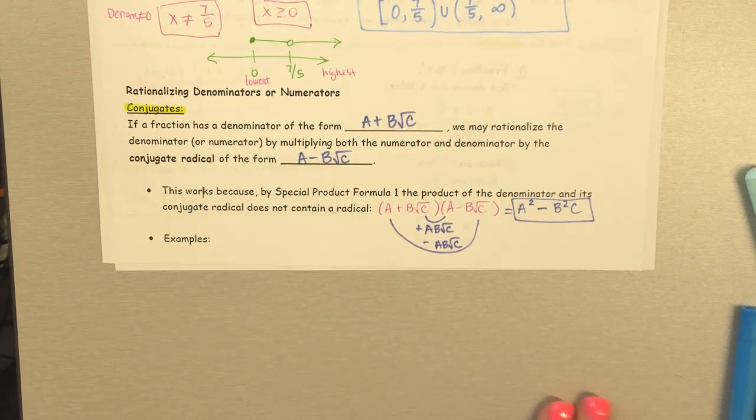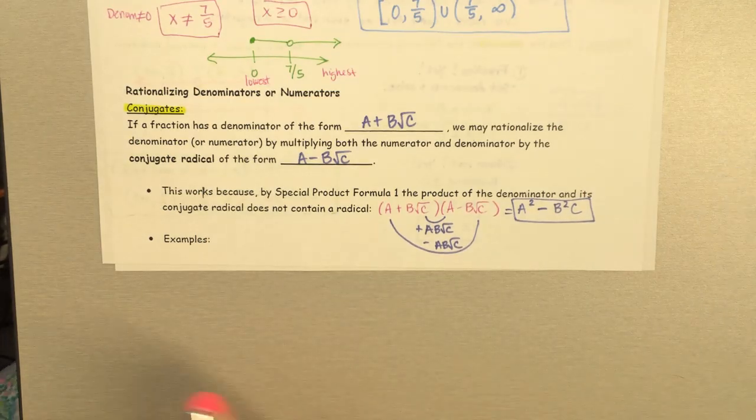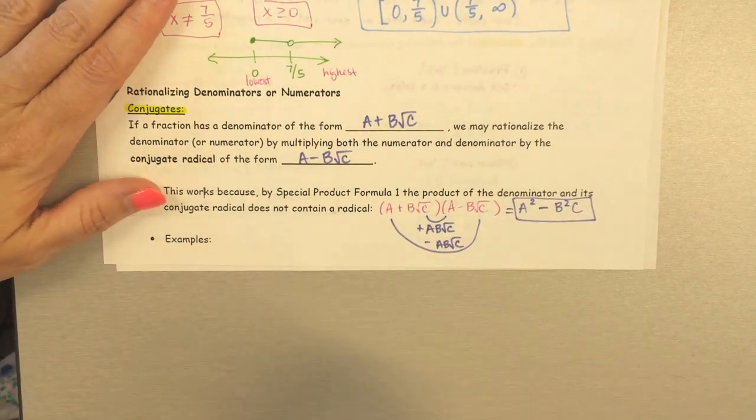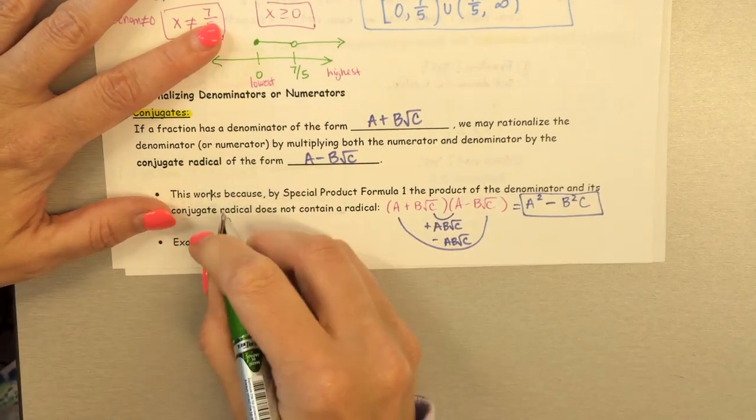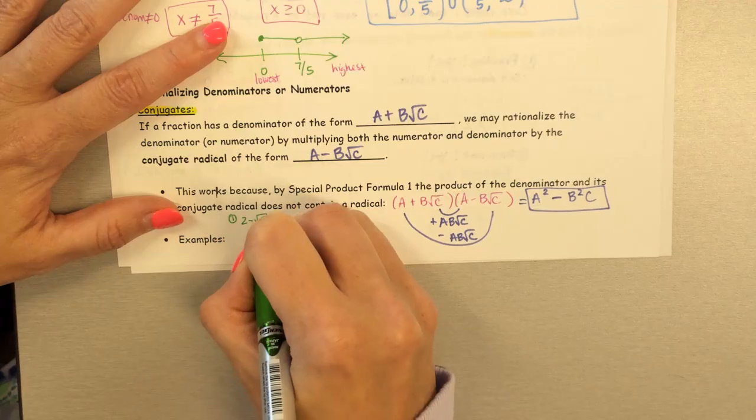Okay, so I'm going to give you some complex values, and then I want you to just write down what their conjugates are. Okay, so the first one is 2 minus root 3.